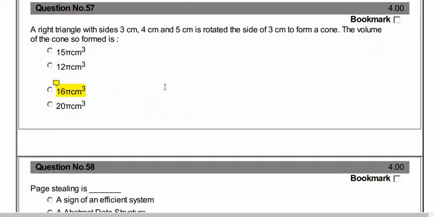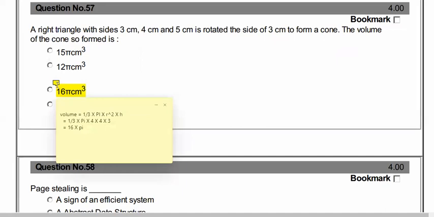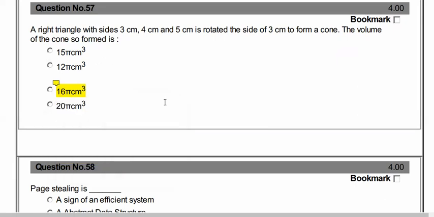A right triangle with sides 3 cm, 4 cm, and 5 cm is rotated about the side of 3 cm to form a cone. The volume of the cone so formed is, option C is right, 16 pi cm³. The equation to find the volume of a cone is 1/3 pi r square h. That is 1/3 pi into 4 into 4 into 3, that is 16 pi cm³.